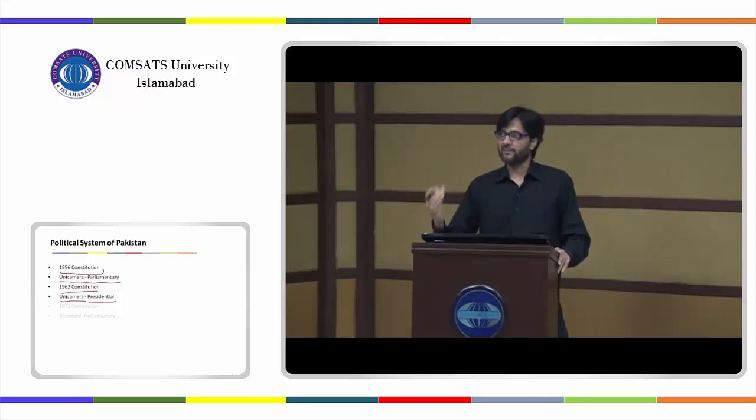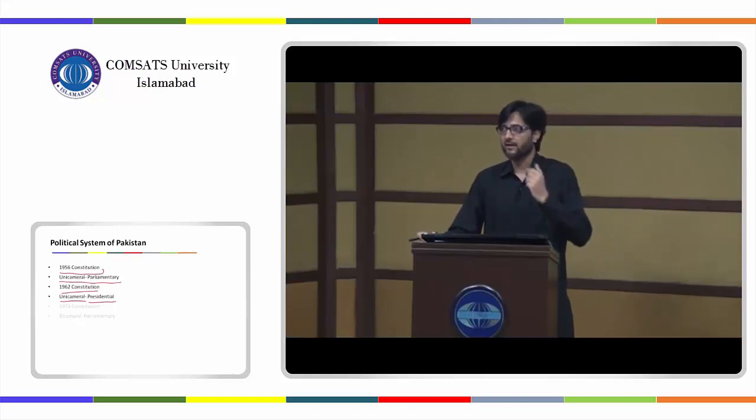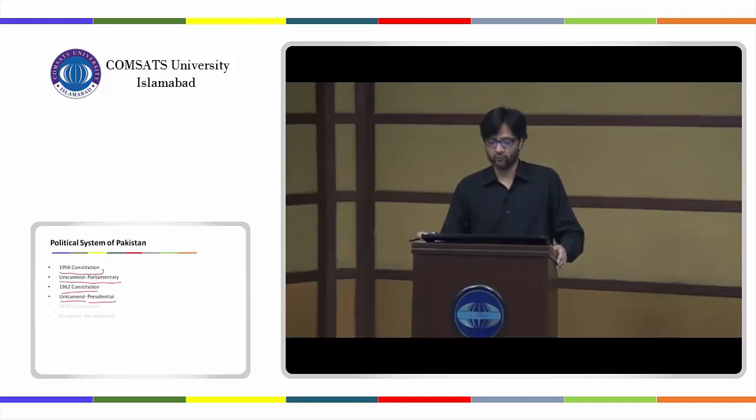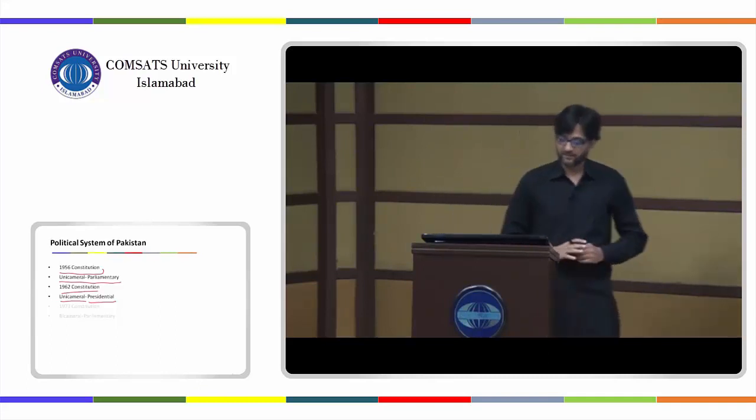The executive is elected by the electoral college, and then the legislature is also elected either by the electoral college or by the people directly, right? Normally it is elected by the electoral college in case of Pakistan in the 1962 constitution. So the president is separate, and the president has all the liberty to nominate his cabinet members, and those cabinet members are not necessarily supposed to be from the parliament, because that is only the case in the parliamentary system, but not in the presidential system, right?